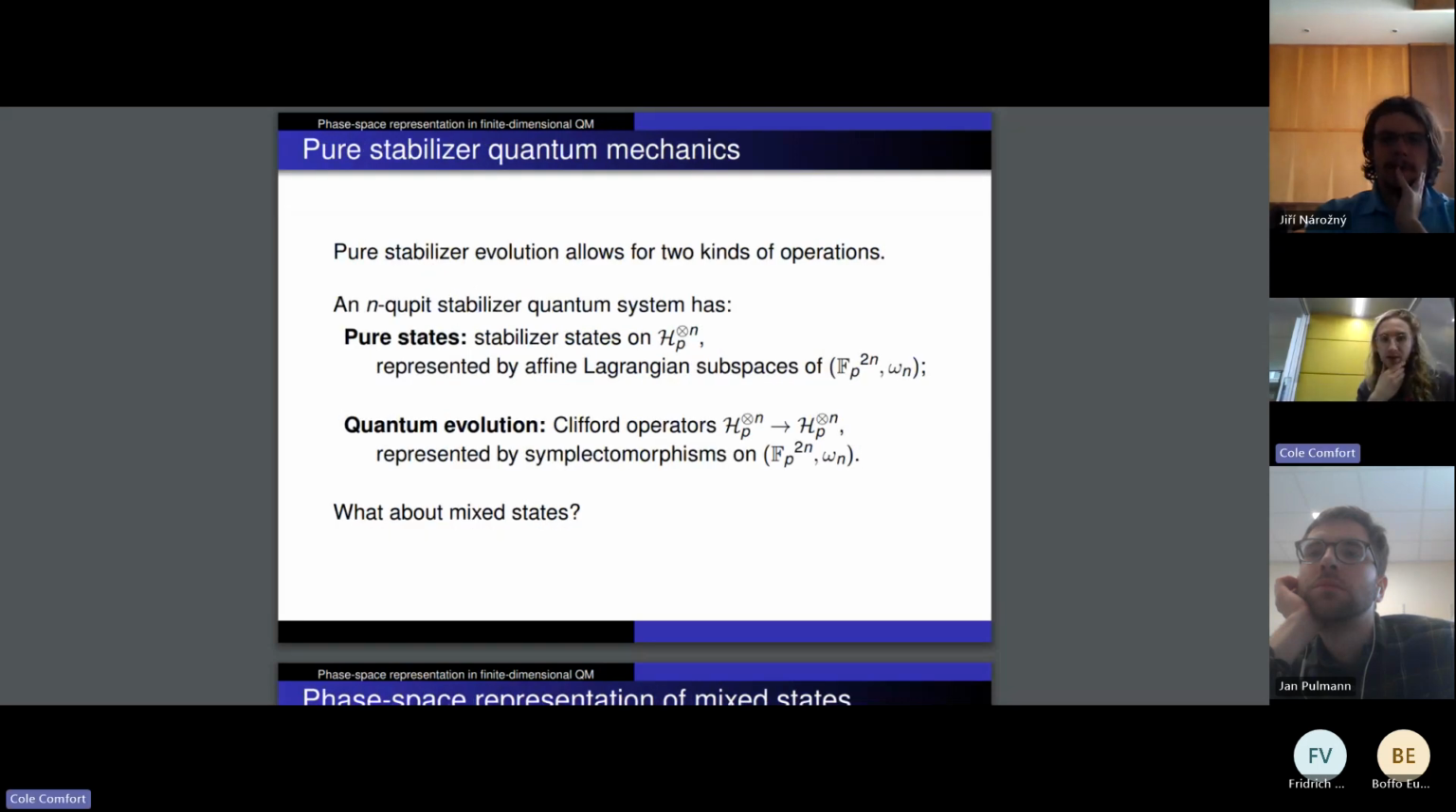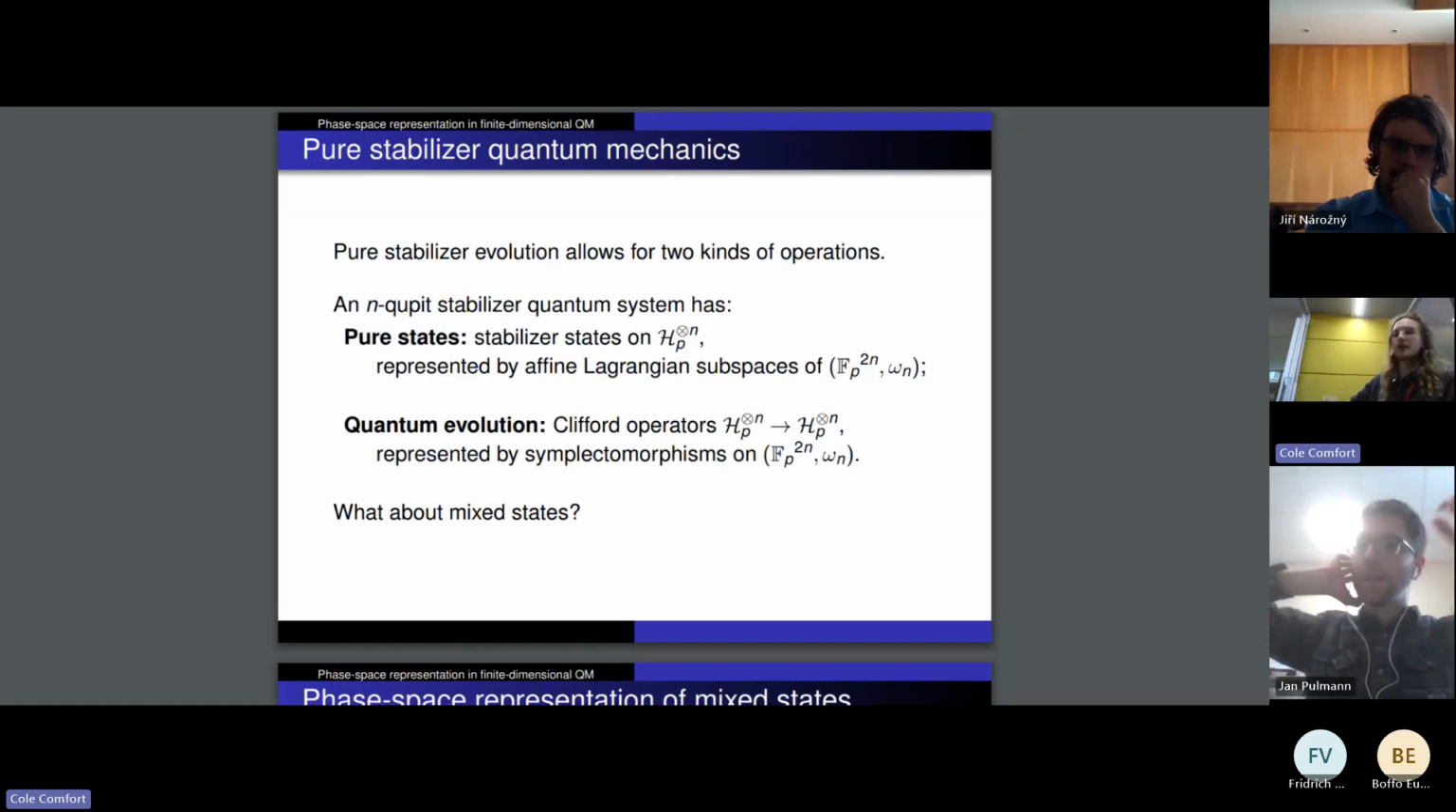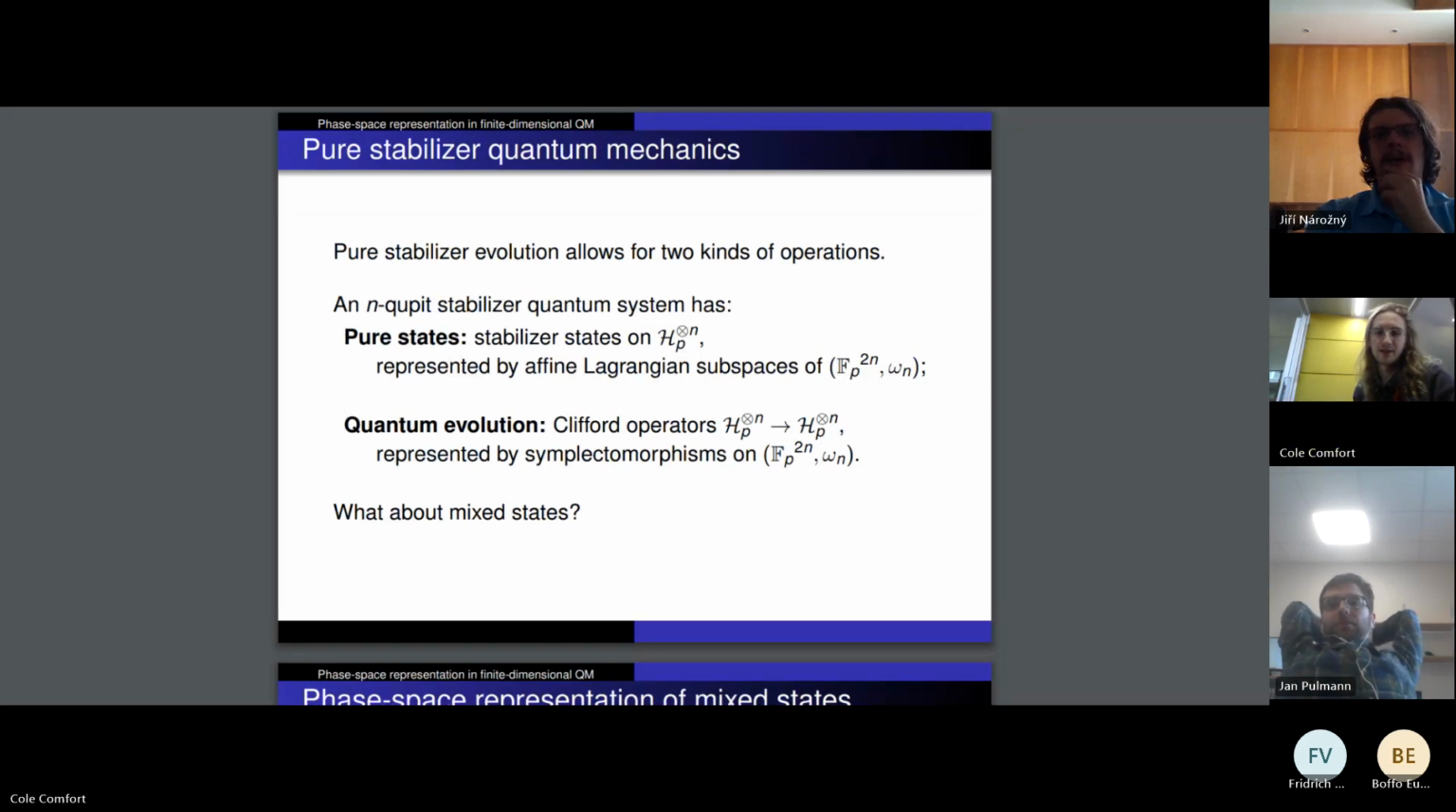So just as I gave the general pure state quantum mechanics schema for how things can be prepared and evolve over time, in this fragment, you can prepare stabilizer states, which we represent by affine Lagrangian subspaces over this finite field. And then what would normally be the Clifford quantum evolution, we represent by taking the graph of a symplectomorphism, and then of course everything can be composed by relational composition. But like I said, this is only the pure stuff.